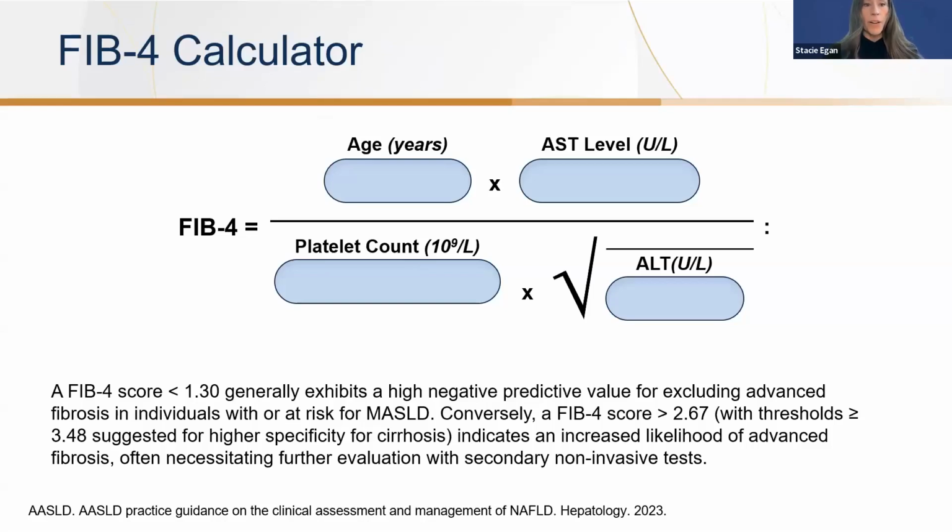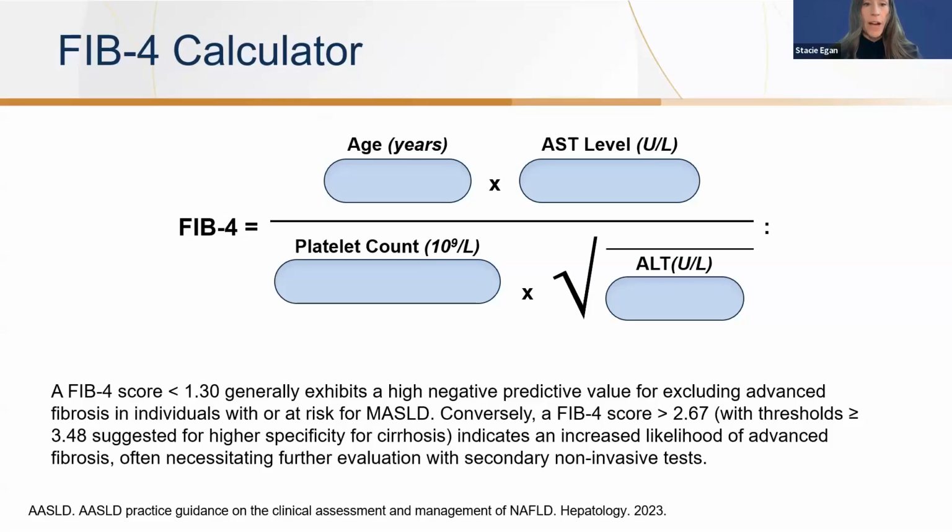When you're thinking FIB-4, a FIB-4 score of less than 1.3 generally exhibits a high negative predictive value for excluding advanced fibrosis with or at risk for MASLD. Conversely, a FIB-4 score of greater than 2.67 indicates an increased likelihood of advanced fibrosis. When you get scores that are greater than or equal to 3.48, you have to worry more about cirrhosis. One thing that I would want to warn you about a FIB-4 calculator, I don't always take the less than 1.3 score that says high negative predictive value and just go off of that.